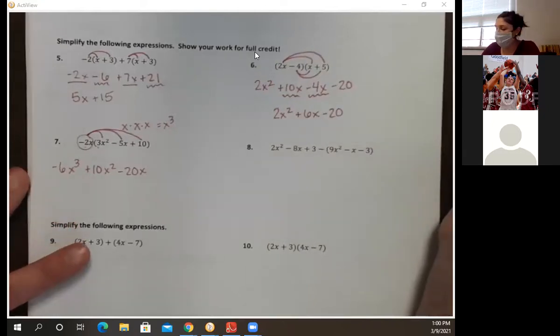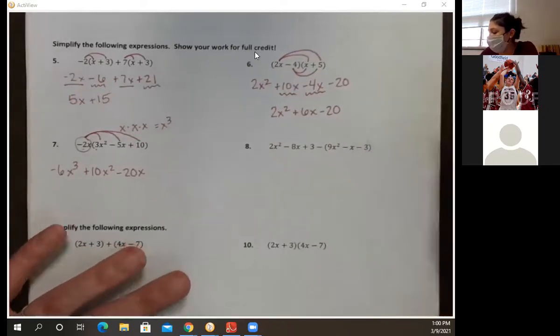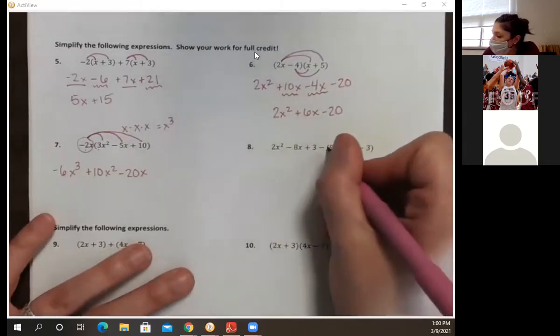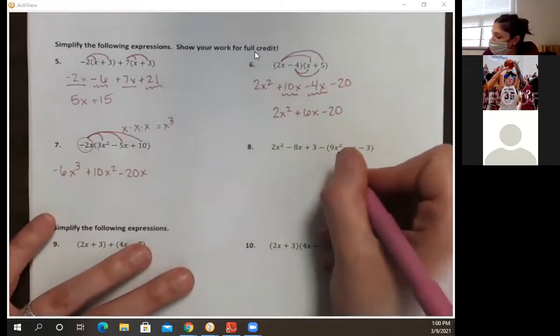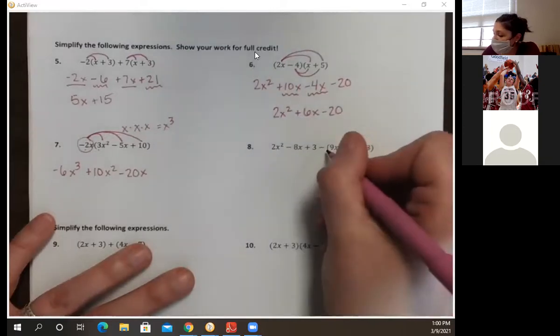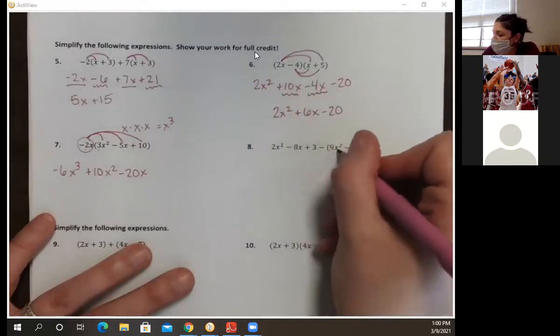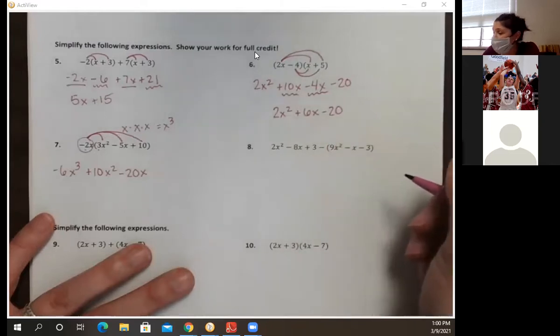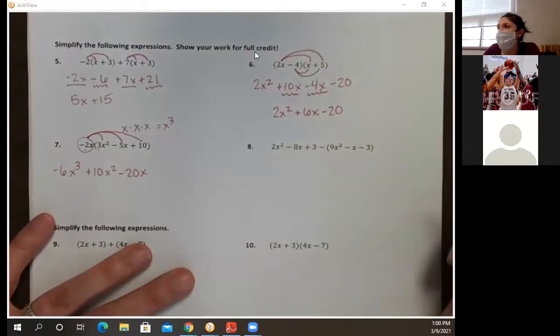The last problem we're going to look at on this paper is number 8, where we've got some subtraction. For number 8, we're subtracting this whole quantity. That means I want to subtract each of these terms inside the parentheses. This is another place where I see some mistakes pretty frequently. A lot of times we remember to subtract that first term because the subtraction sign is right in front of it. But then we forget that we're subtracting for those later terms.